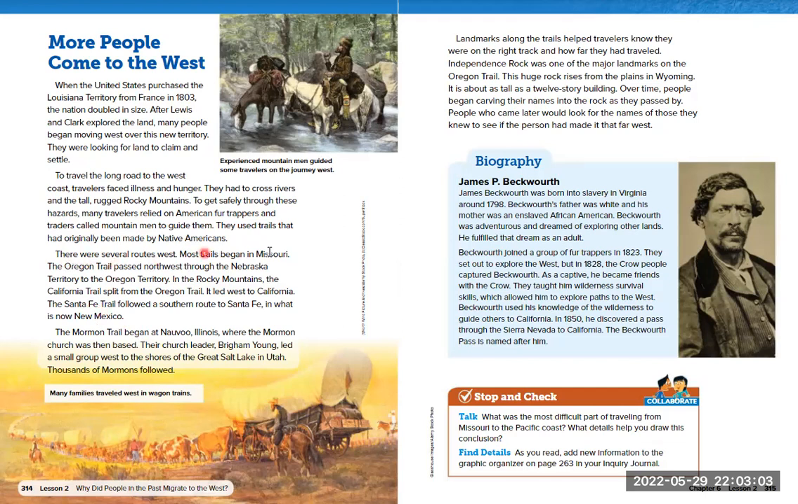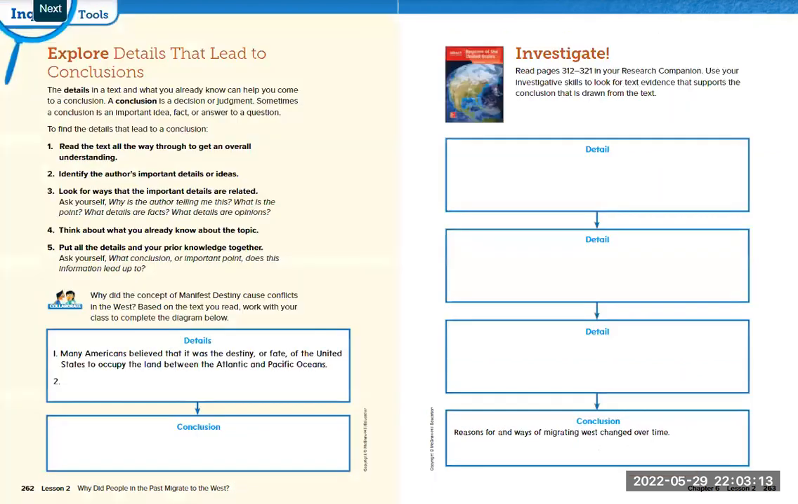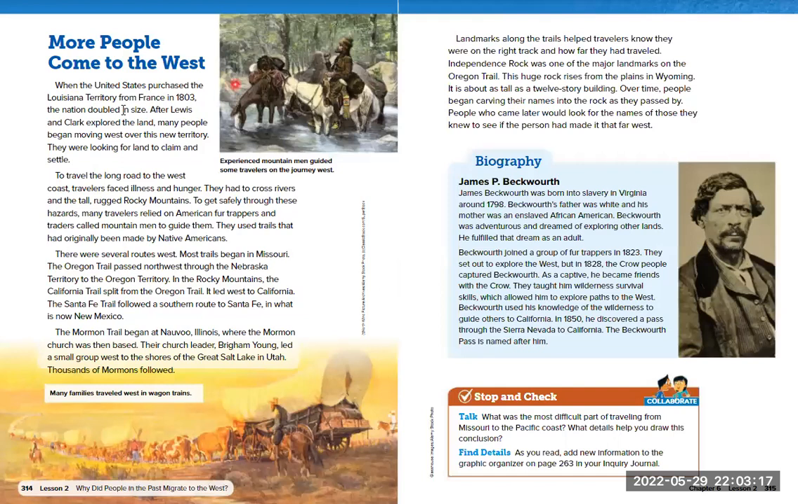Since there were several routes west, most of them began in Missouri. You had the Oregon Trail. Sometimes you would have to go by horse, which would be very difficult. So for your first detail, you could put that moving west was originally by horse or by foot, and you had to travel along rivers and through mountains.